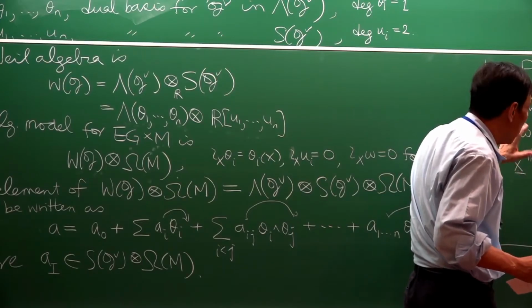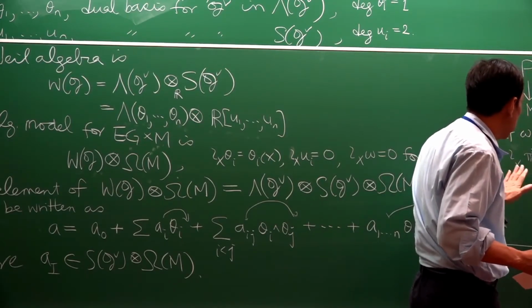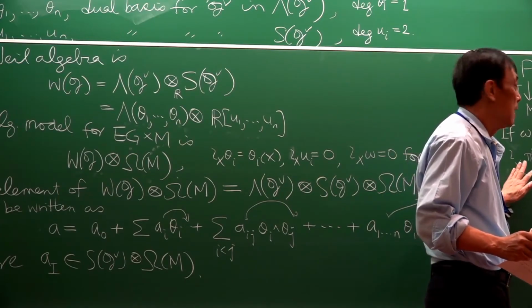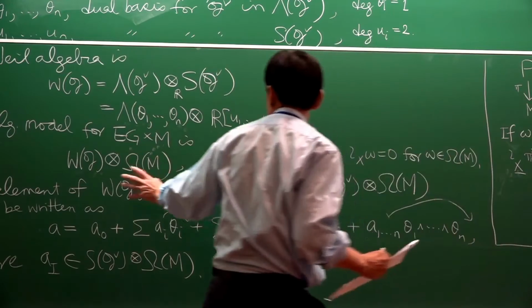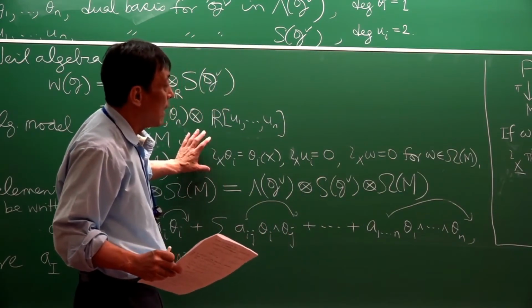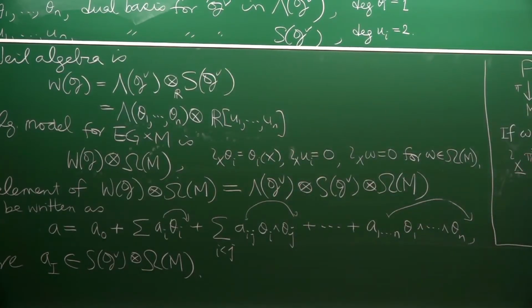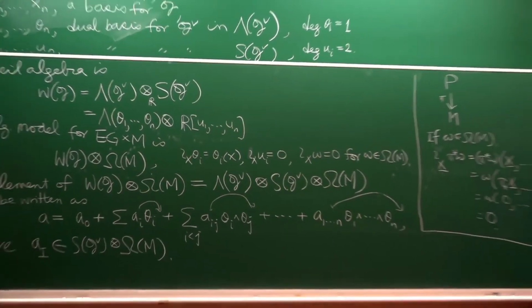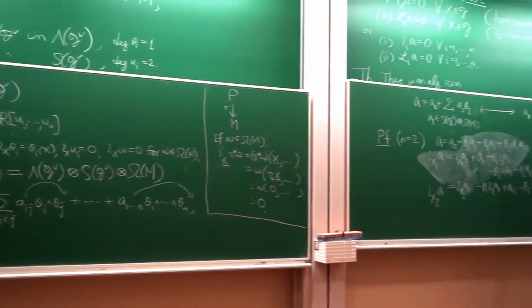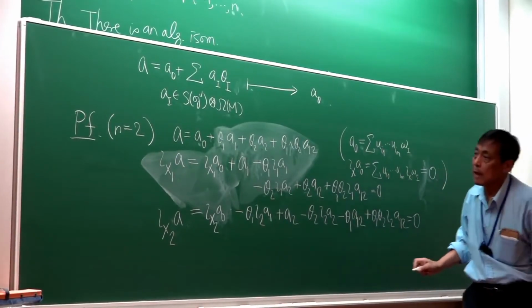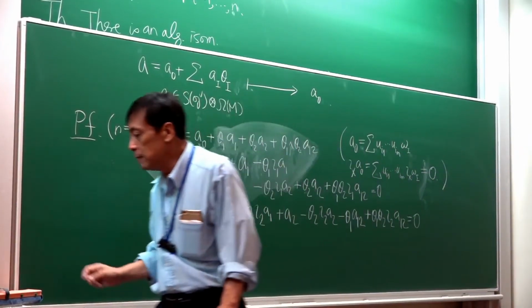And x represents a vertical vector field. The fundamental vector field x is vertical. Okay? So on the algebraic model, this is how Ix works. You have to define Ix to be 0 on the forms on M. So Ix of A0 is 0.